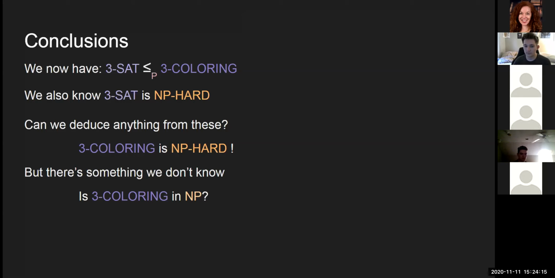Okay. But the answer for how long it takes to check is that we can essentially do it in linear time. We check each edge, whether the nodes on each end of the edge have the same color, and we just need to check each of them that way. So it is just going through each of the edges. It is very easy to verify. So we actually do know it's in NP.